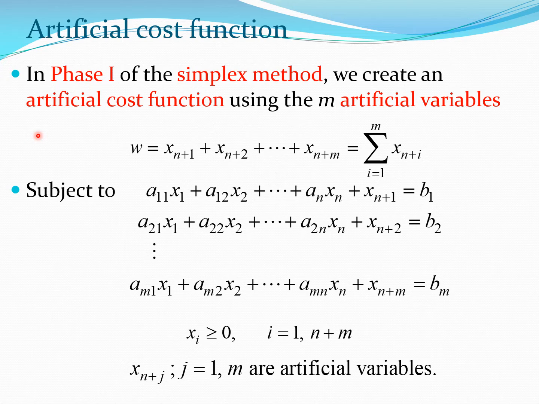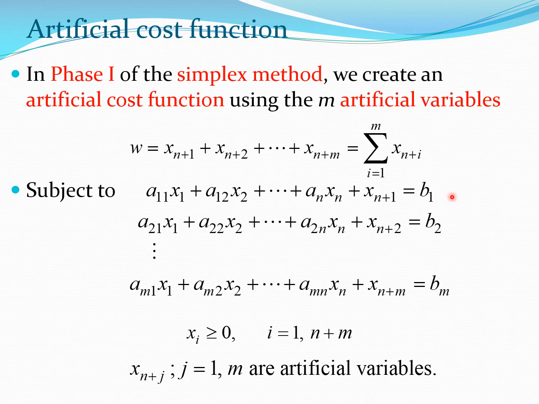Essentially here in phase 1 of the simplex method, you create a new cost function W, the artificial cost function, and here you use the m variables which are also new variables which have been created for the problem. We will denote these as x_{n+1}, x_{n+2} to x_{n+m}. Recall that there were n design variables in the starting problem. So m number of new design variables have come in because of the presence of these AVs. In summation notation, we can write it as the sum over i from 1 to m of x_{n+i}.